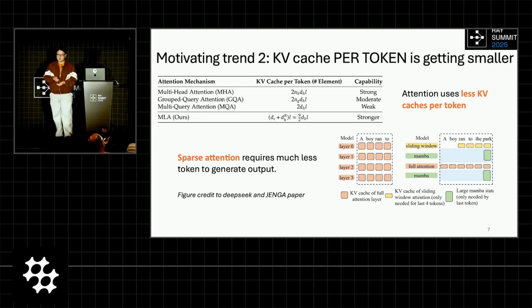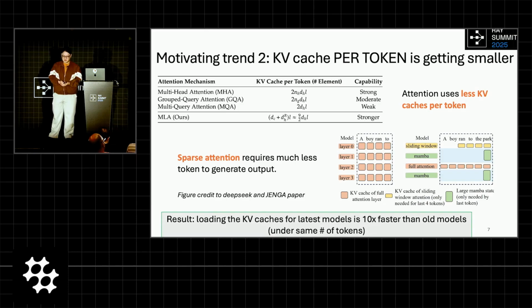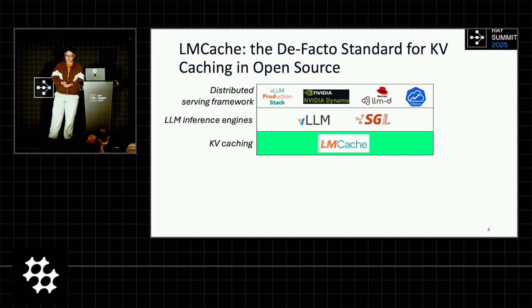And what does this mean for the KV caches as data? It means that loading the KV caches for the latest models is 10x faster than for traditional models. It's just because the attention data per token is getting smaller, so loading the KV caches for the same amount of tokens is simply getting faster. This makes storage a feasible solution. You can load the data faster, it reduces your TTFT, it becomes faster than prefill, and it starts to become economic. Okay, so these are two motivating trends for us to build LMCache, the de facto standard for KV caching in open source.